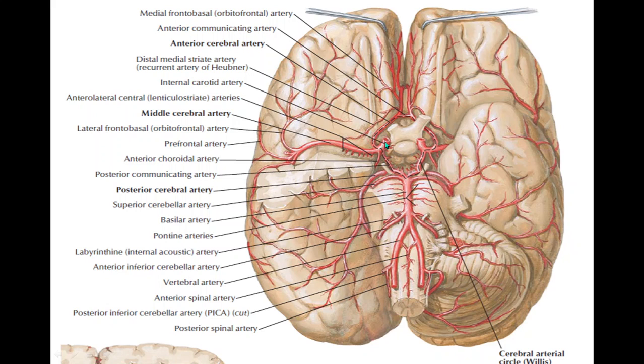So what are the two terminal branches of the internal carotid? It is the anterior cerebral and a bigger middle cerebral. You can say the internal carotid artery continues as middle cerebral, because when you compare the caliber of anterior cerebral and middle cerebral, the middle cerebral artery is bigger. Before continuing, it gives branches which are the anterior cerebral, anterior choroidal and posterior communicating artery. So that is the story about the internal carotid artery.